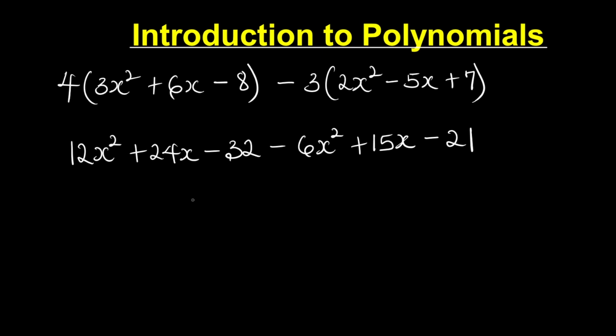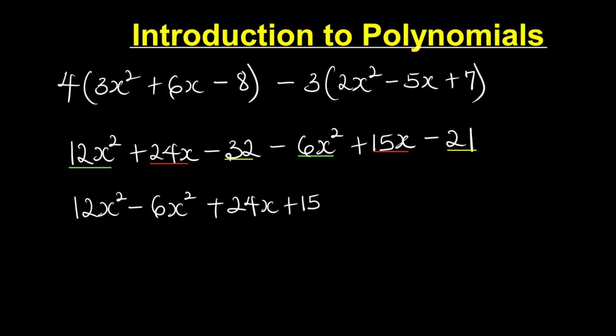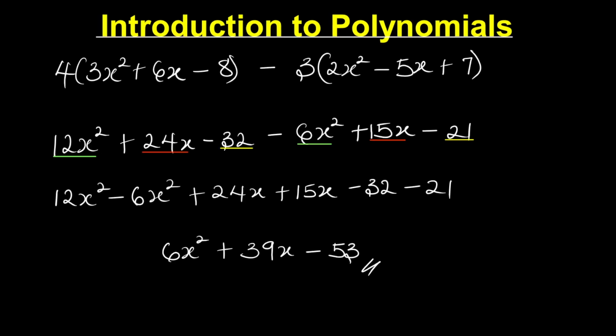Proceeding further, we are going to collect like terms. This is going to yield 12x squared minus 6x squared plus 24x plus 15x minus 32 minus 21. Hence, we can conclude that our answer is 6x squared plus 39x minus 53.